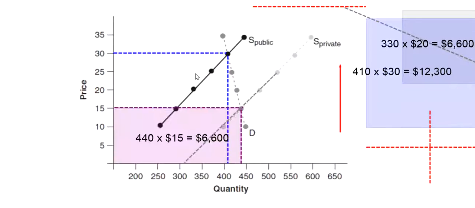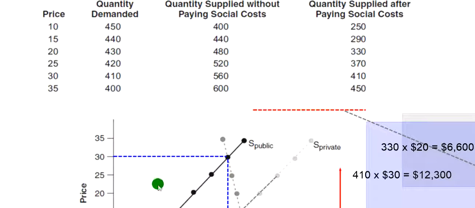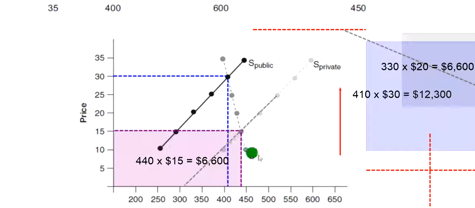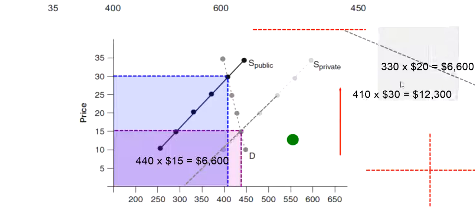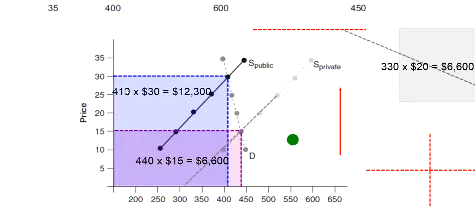Okay, so now, we can see that before they had to pay this cost, their total revenue was 6,600. Now, what happens when we shift our supply with this very inelastic demand, and we compute the new total revenue, which is here, and that's going to be 30 times 410, which is going to be much higher.